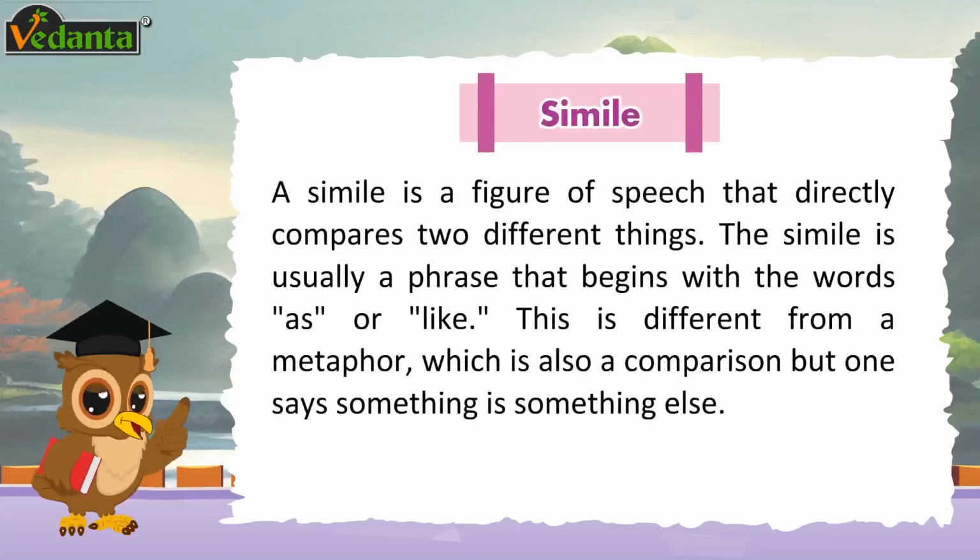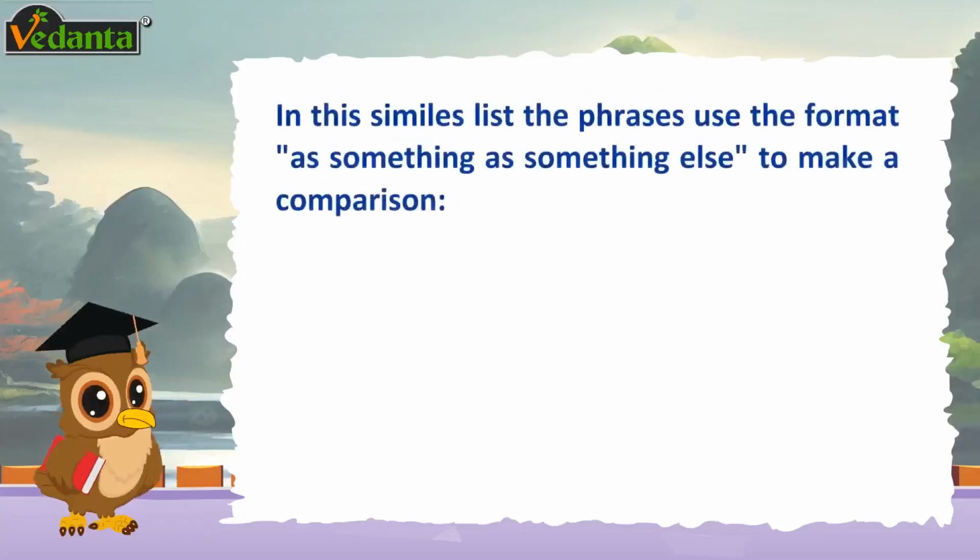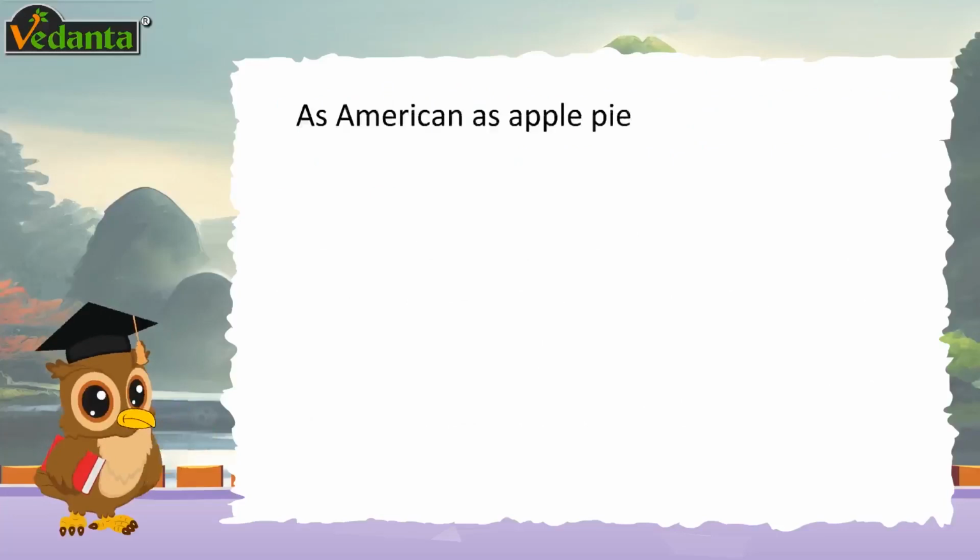Simile. A simile is a figure of speech that directly compares two different things. The simile is usually a phrase that begins with the words as or like. This is different from a metaphor, which is also a comparison, but one says something is something else. In this similes list, the phrases use the format as something as something else to make a comparison.